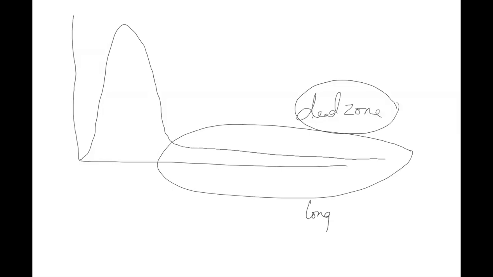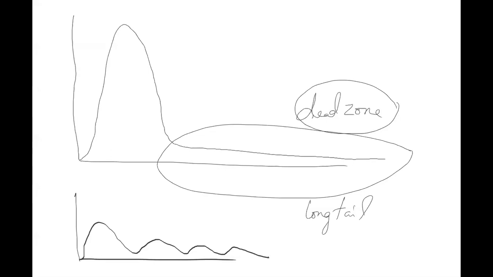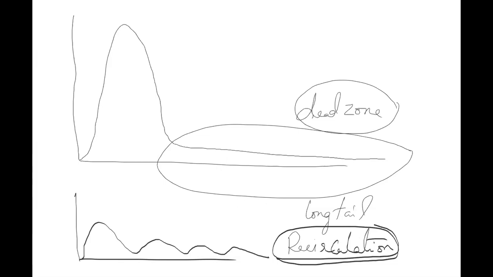This long tail is an indication that you have a dead zone. Suppose you get an RTD something like this, with multiple peaks. This is an indication that you have recirculation. This is also a trouble in the reactor. This is also recirculation, or let's say recycle inside the reactor. This is how you identify problems in a plant scale reactor using RTD.